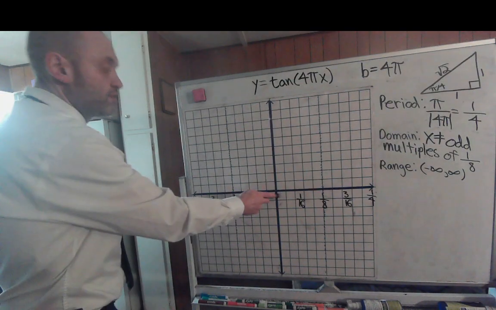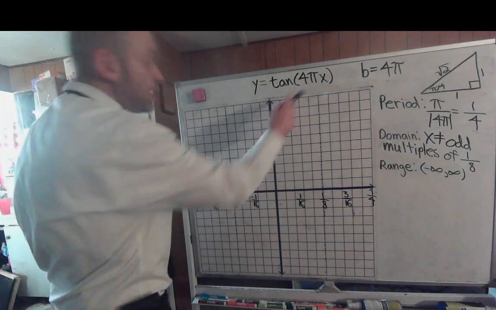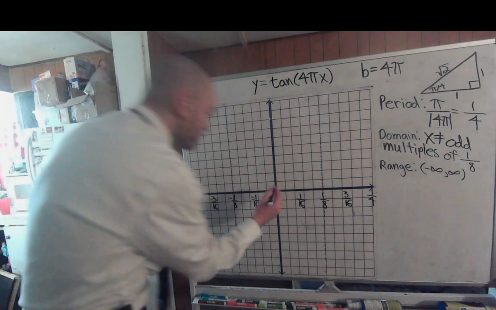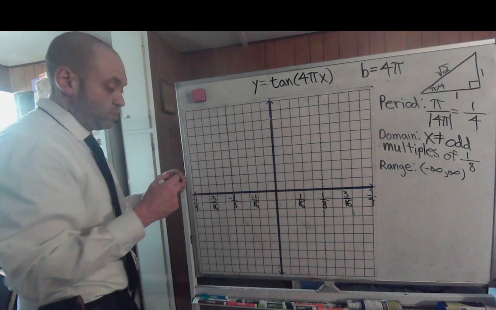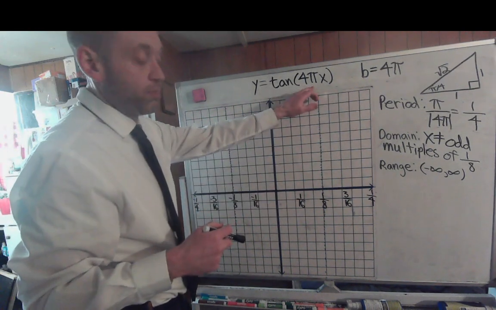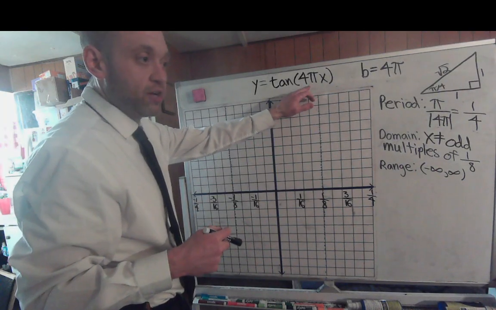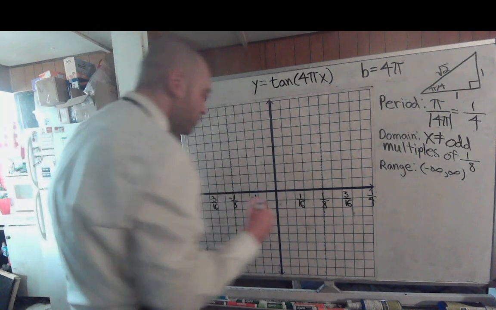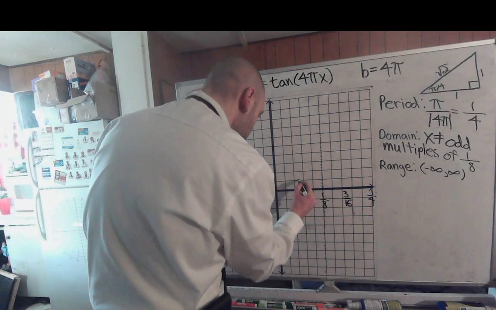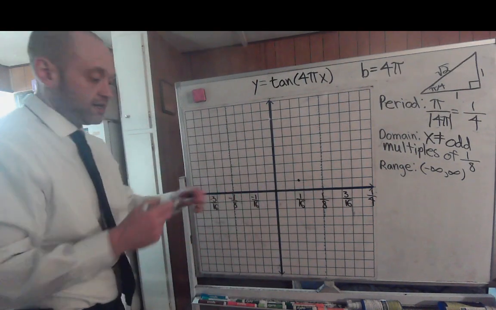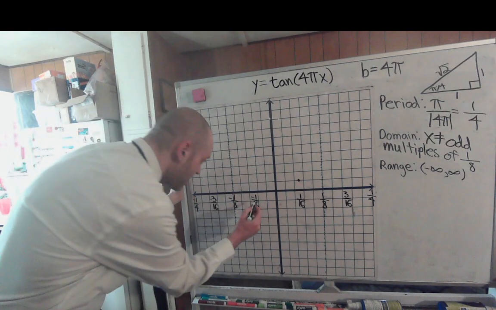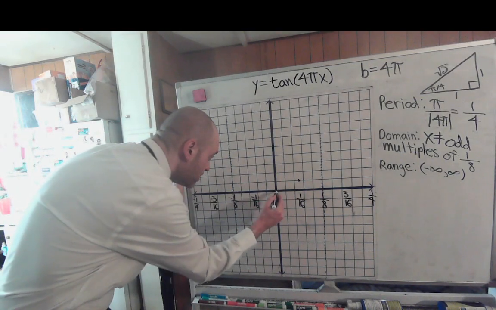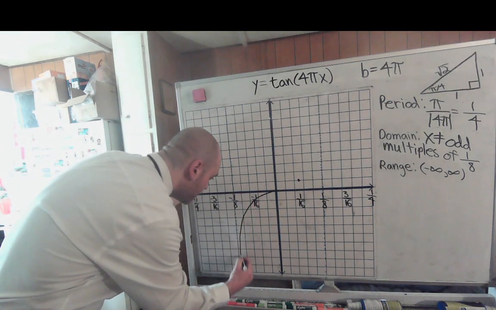Alright, let's pick 0 for x. So if I put in 0, I'll get the tangent of 0, which is in fact 0. Now what if I put in 1/16? That'd be 4 pi times 1/16. That's pi over 4. Tangent of pi over 4 is 1. If I put in negative 1/16, that would give me the tangent of negative pi over 4. That just happens to be negative 1. So let's come down and graph this.